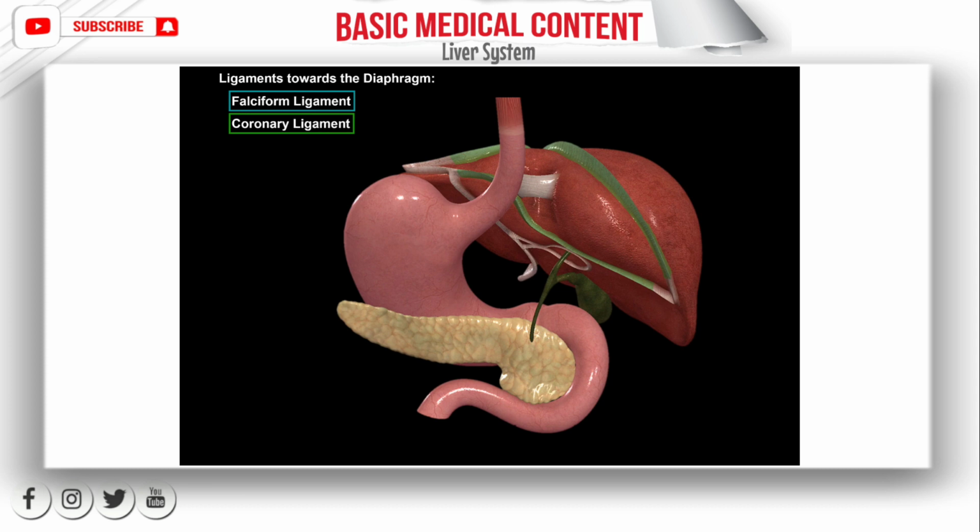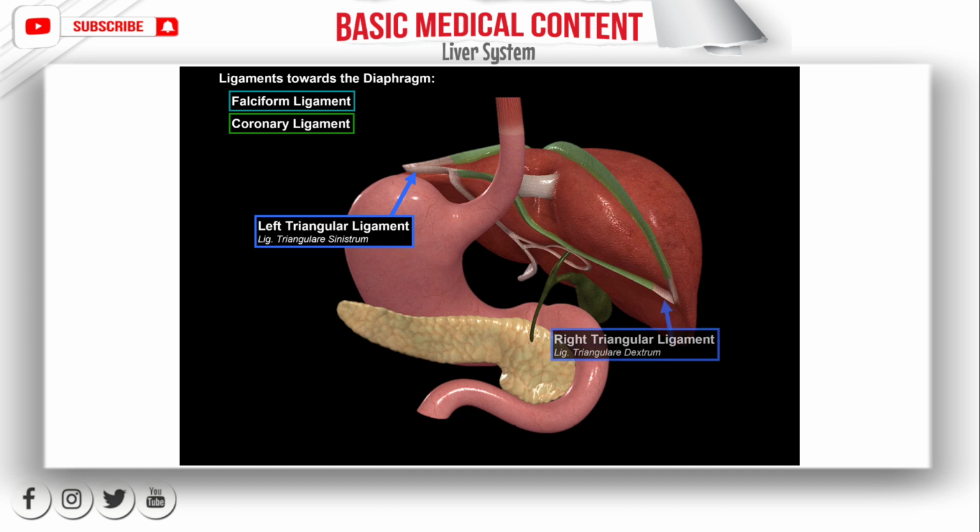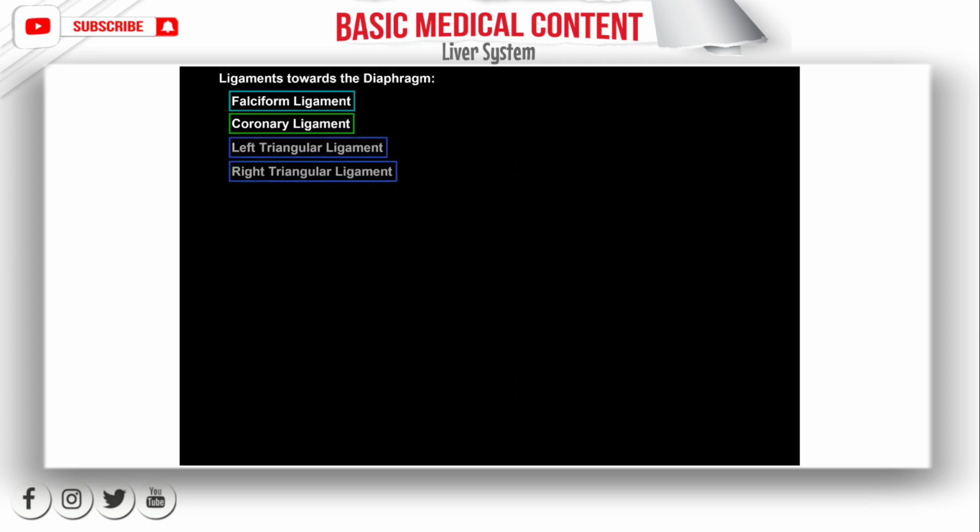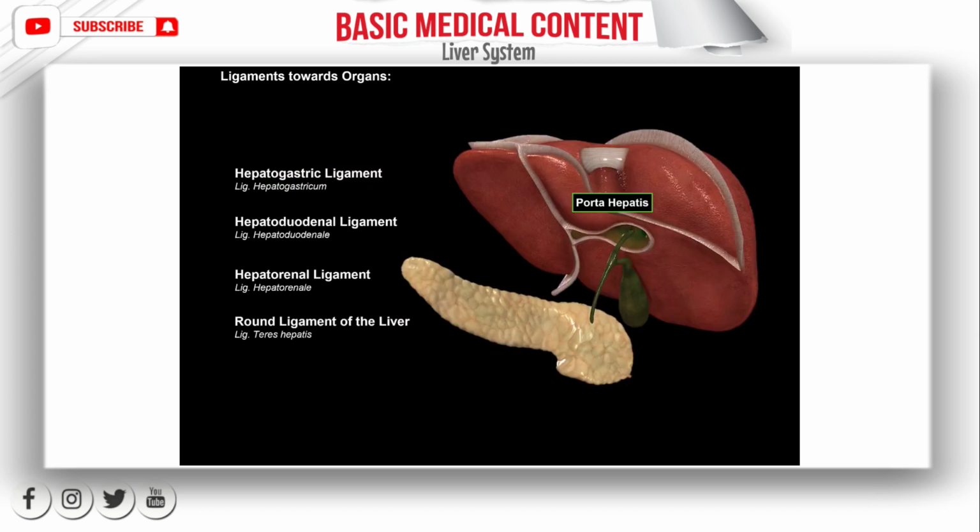Alright, so now we have 2 more ligaments we can see on this model. And these are the triangular ligaments. We have the left triangular ligament and the right triangular ligament. They kind of resemble a triangle, as you see here. So that was all the ligaments towards the diaphragm. Now let's go over and look at the ligaments that go from the liver towards other organs. These are 4 ligaments and they all start from porta hepatis. So I want you to keep in mind that they all start from porta hepatis.